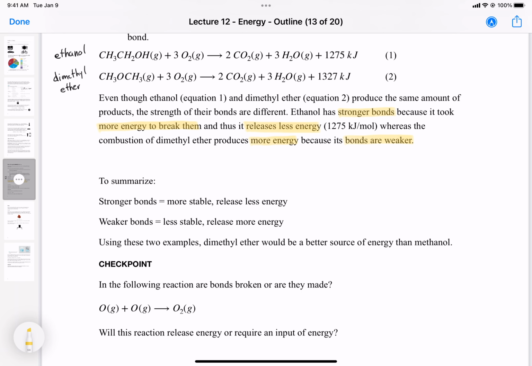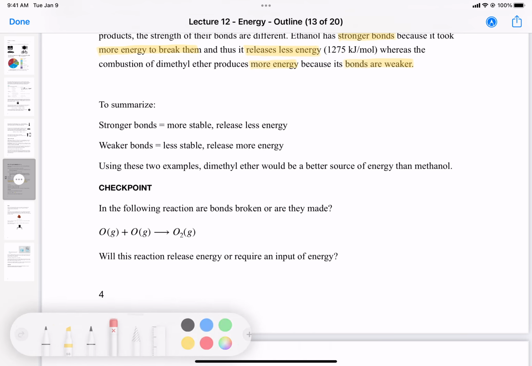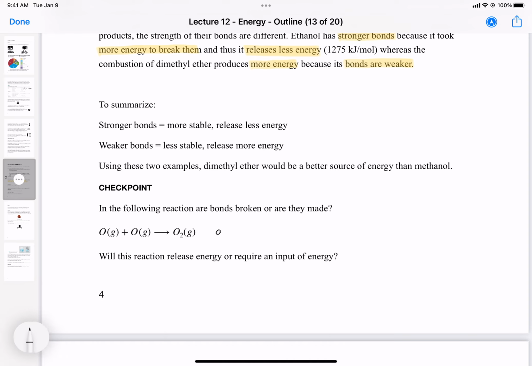In the following reaction, are bonds broken or are they made? So here we have two individual oxygen atoms, and they're combining to form O2 gas. So atoms are combining to form a bond. So bonds are being made, right? So we could just circle bonds are being made, because they're coming together to form a bond.